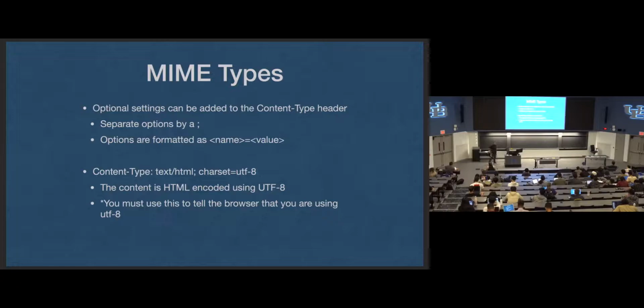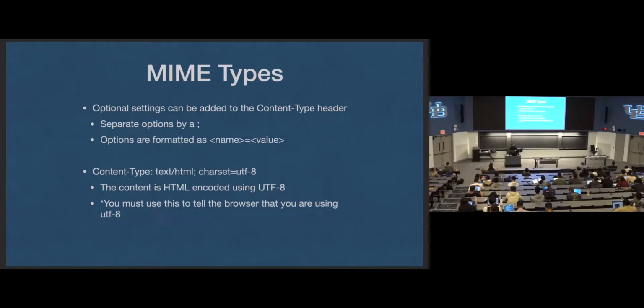If you want to add extra information to your MIME type, you can add key value pairs to your content type after your MIME type, separated by semicolons. And this is the syntax for that. You saw it in the code.